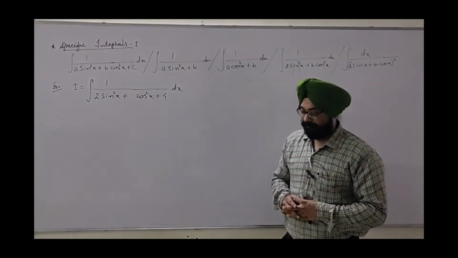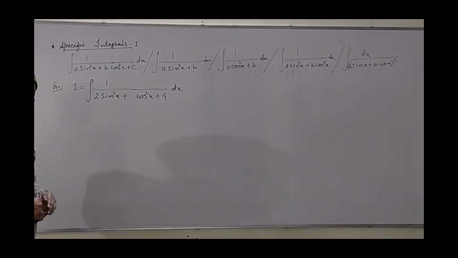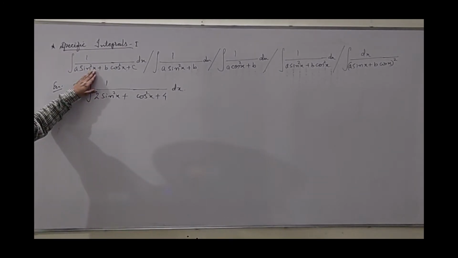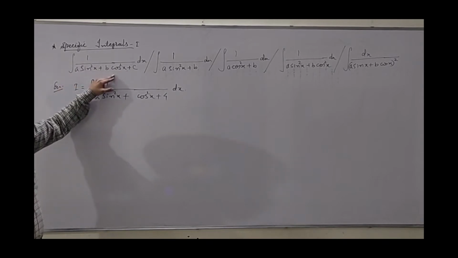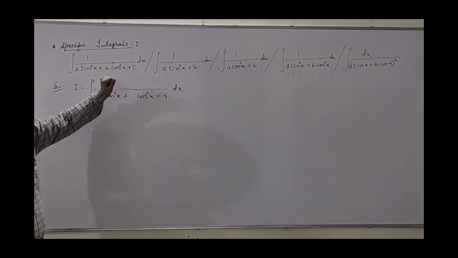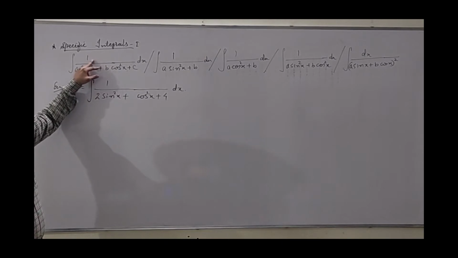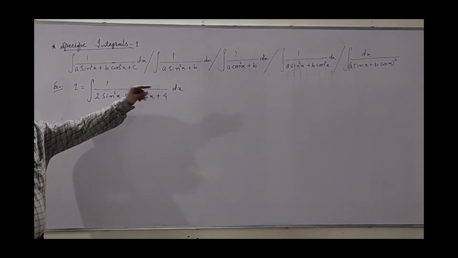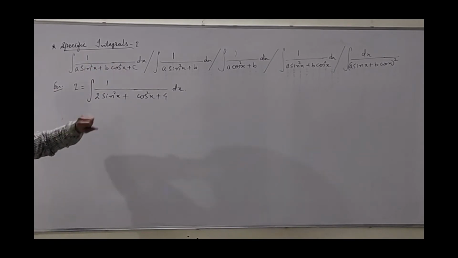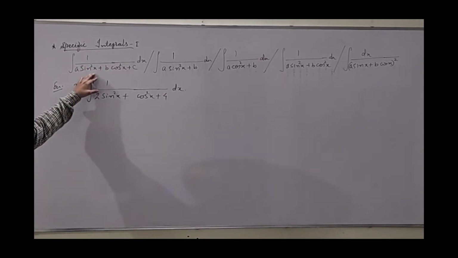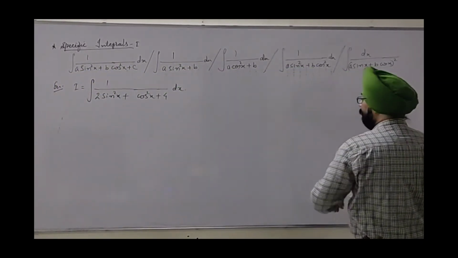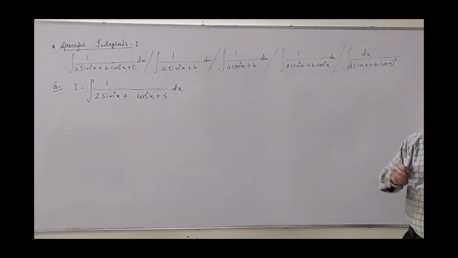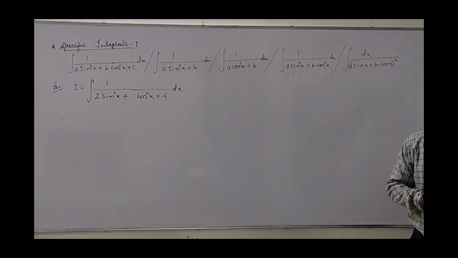Here we can see the patterns are based on sine and cos functions. The first pattern I have written is 1 upon a sin square x plus b cos square x plus c. A, b, c are constants, either they are coefficients of these cos square and sin square, and c is the constant here. The numerator is 1, and throughout all these patterns you will find that the numerator is 1. The denominator has been written either in terms of sin square or cos square or both. In each pattern you will find that, but every time we have power 2 of sin and cos. So how to solve such equations?